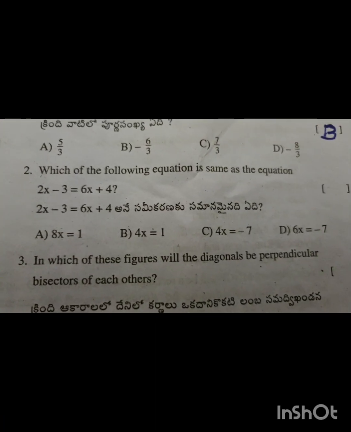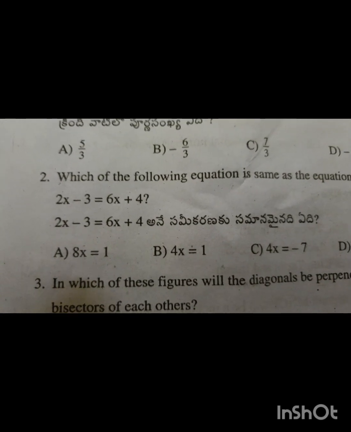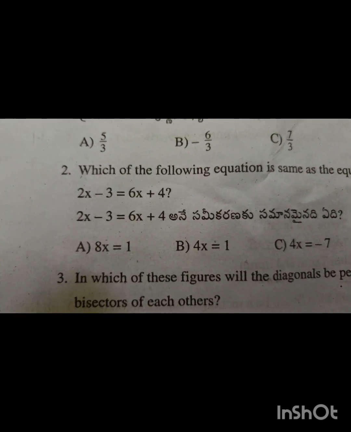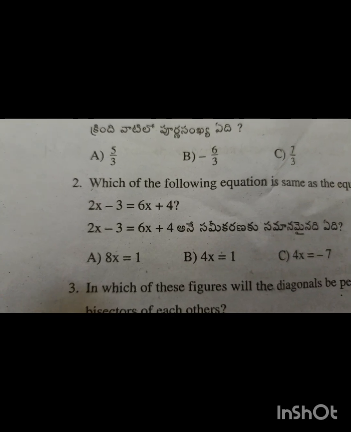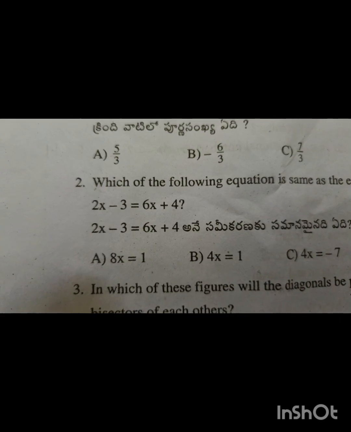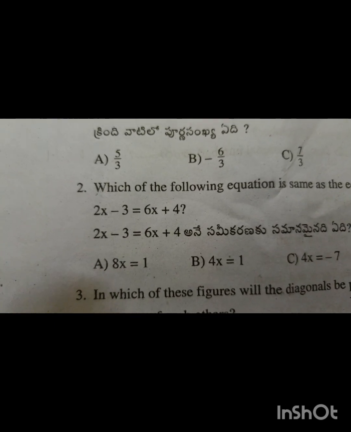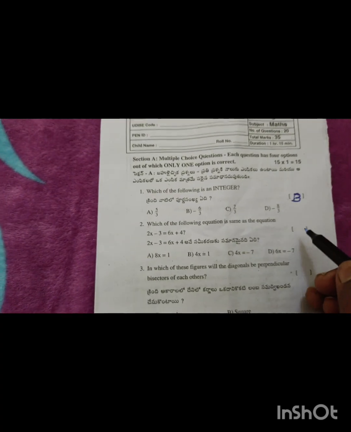Which of the following equations is the same as the equation 2x minus 3 is equal to 6x plus 4? Here, if you bring that 6x towards 2x, it becomes 2x minus 6x, which is minus 4x. This minus 3 sent that side becomes plus 3. So it becomes minus 4x is equal to 7, or 4x is equal to minus 7. So option C is the right answer for question number 2.